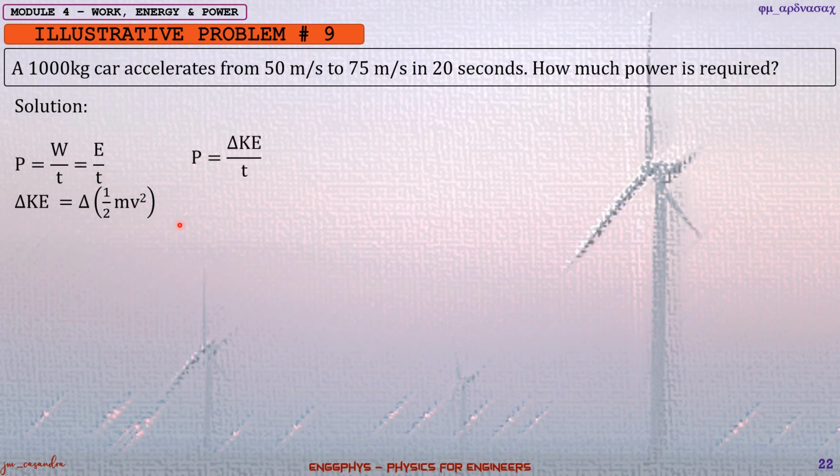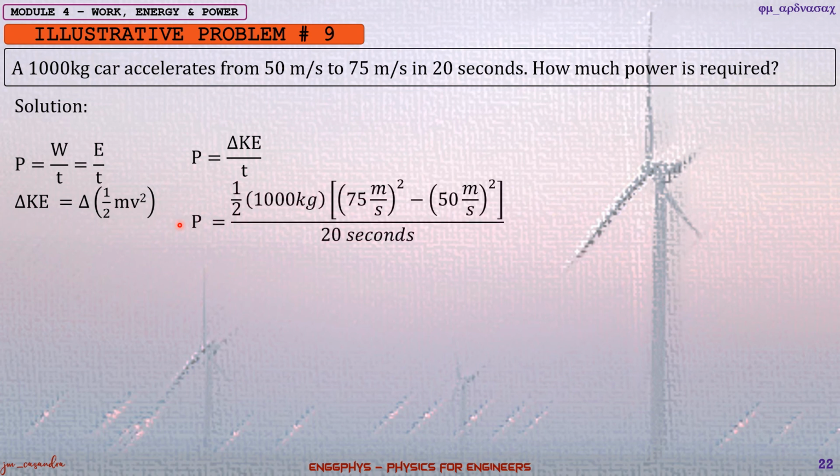Okay? So for our kinetic energy, that is now 1/2 times the mass of the car times the change in velocities, so that is final 75 minus initial velocity 50, divided by the overall time that it changes its velocity. So we'll have a value of 78,125 joules per second, and joules per second is equivalent to watts. Converting it, we could have this as 78.125 kilowatts.